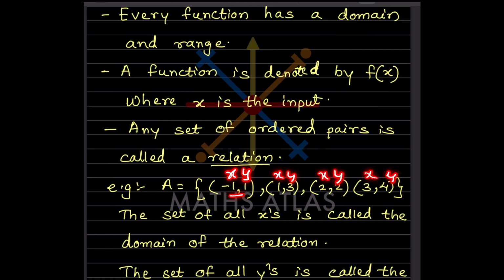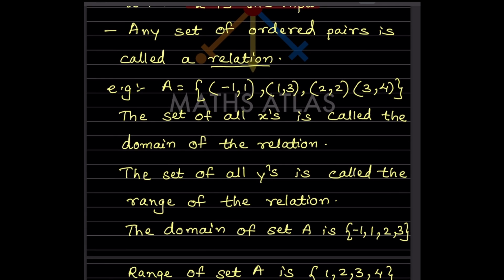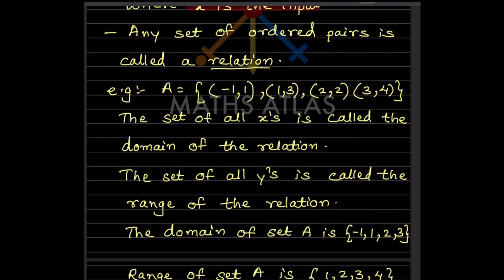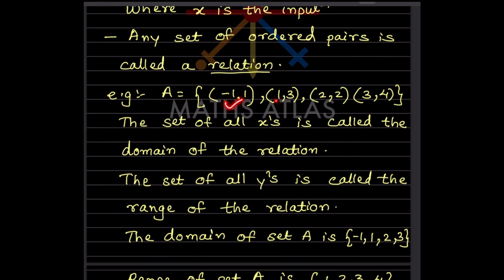What we have to see is the set of all x, these are the domain, and the set of all y, this is the range. This is written over here. You can see the explanation: set of all x is called the domain and set of all y is called the range. And the domain means the same thing I said: -1, 1, 2 and 3.